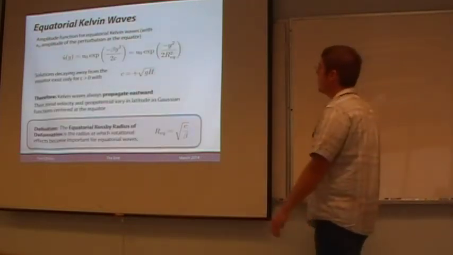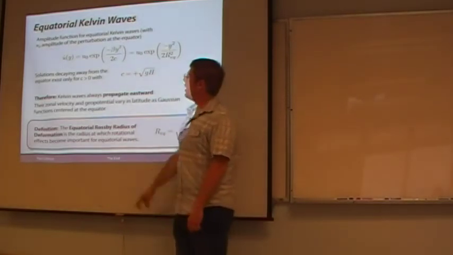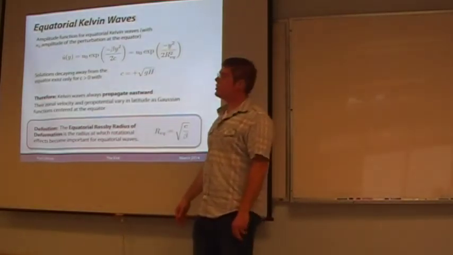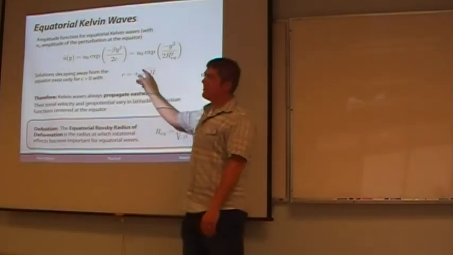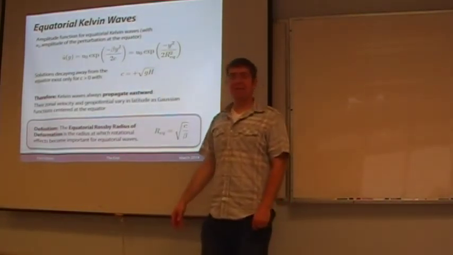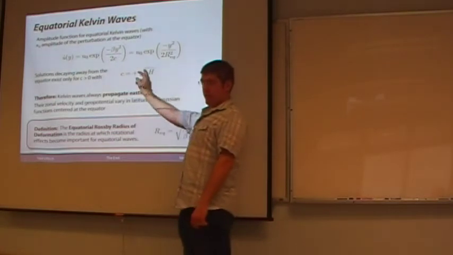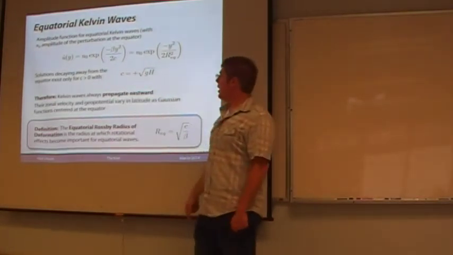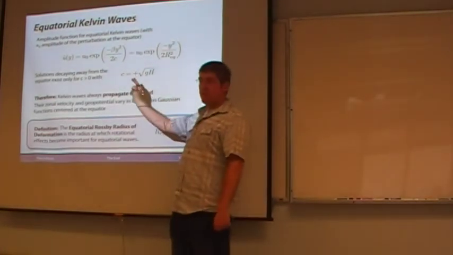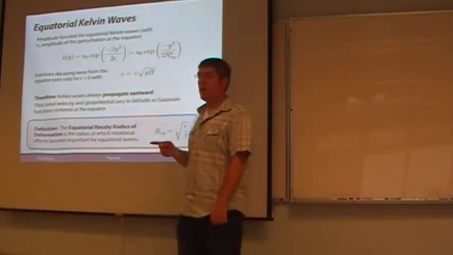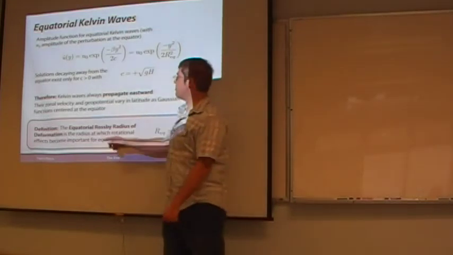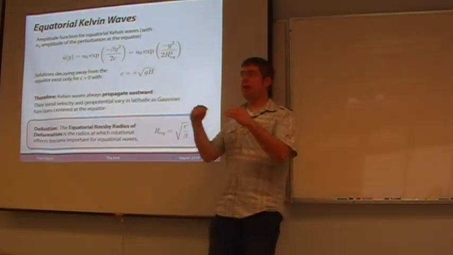Equatorial Kelvin waves are obtained by solving the shallow water equations for this magnitude perturbation u hat. They have a wave speed which is non-dispersive, simply given by the inertia gravity wave speed, square root of gH. And this term always has to be positive in order to preserve the fact that these waves decay away from the equator. So these waves always propagate eastward. They propagate along the equator.